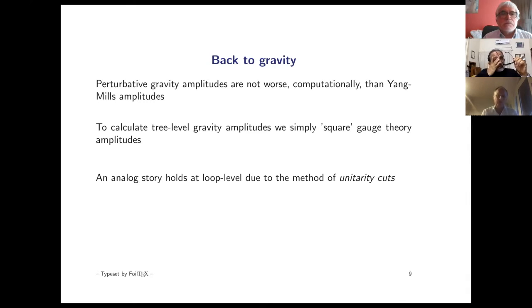And because of what is known as unitarity cuts, that holds also at loop level, with a slight complication that you, of course, have to integrate over the loops, but the unitarity method relates the two amplitudes to each other.